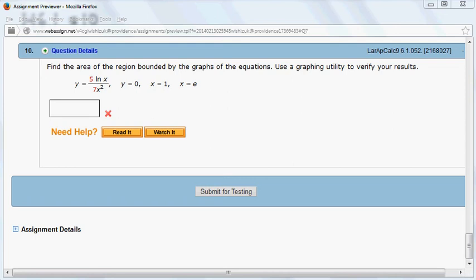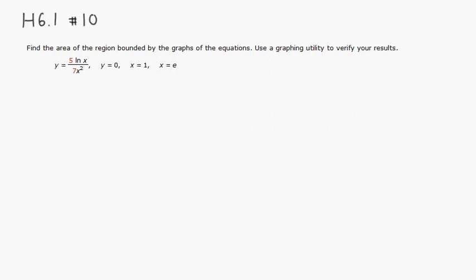Okay, let's look at homework 6.1, problem number 10. So we want to find the area of the region bounded by all these curves. So let's do that. First we have to look at where these things are.